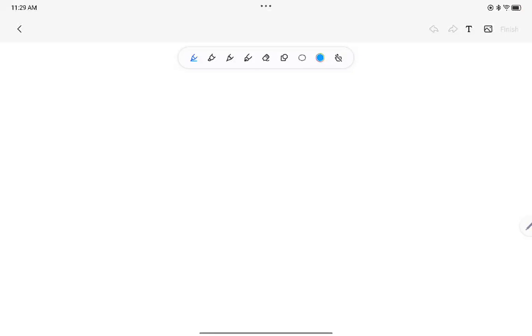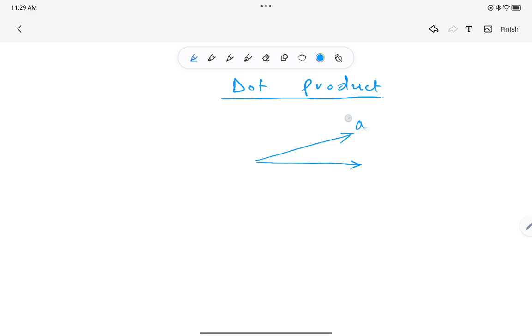Now, as I promised you, this video is about the dot product of two vectors. What does that mean? As we saw in our previous video, we can think of a directed line segment as a vector. This is a vector. Then you can also think of this as a vector. Suppose I name them A and B. These are two vectors. They have some angle between them.